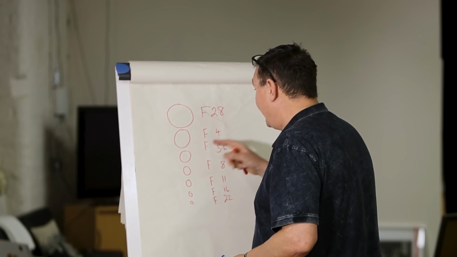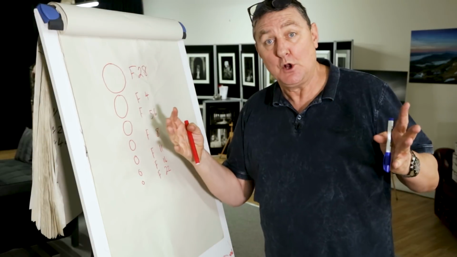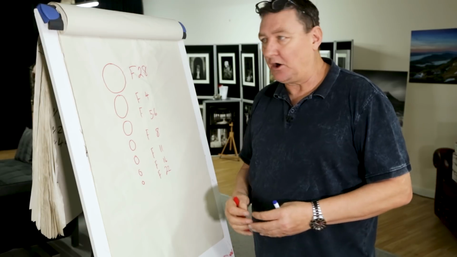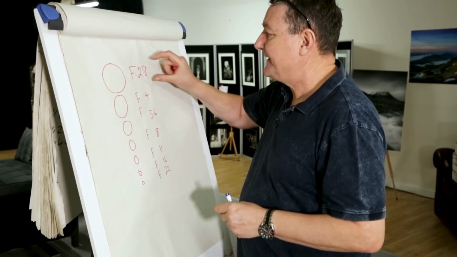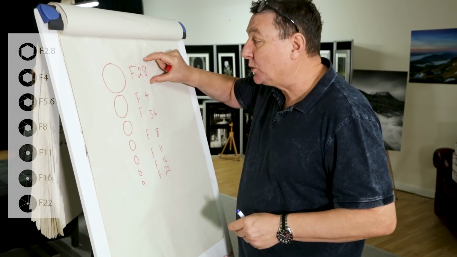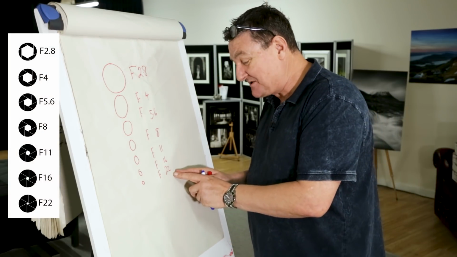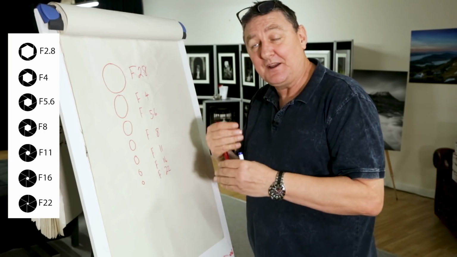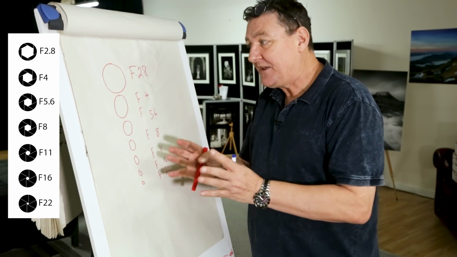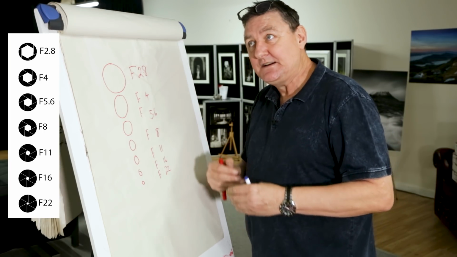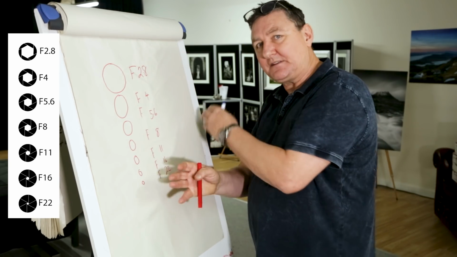allowing light to pass through onto your sensor, and they are represented by these numbers. Now, the only confusing part of this scenario is the fact that the largest hole is represented by the smallest number, and the smallest hole is represented by the biggest number. But if you can get your head around that, then it's really, really easy to understand. But you do have to get your head around that.